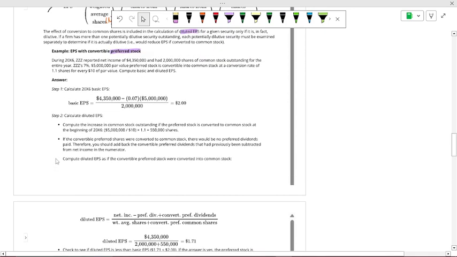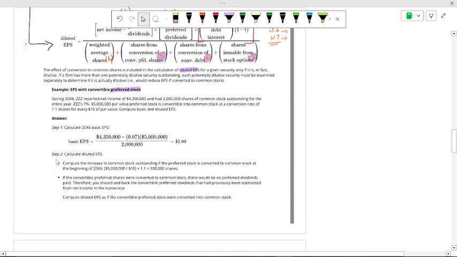Now, we'll do this before we wind up. During the year, reported income is how much? 4,350. This is the net income. There are 2 million shares of common stock outstanding for the entire year. Then 7% preference stock, 5 million par. What is the par value? It is nothing but the book value.